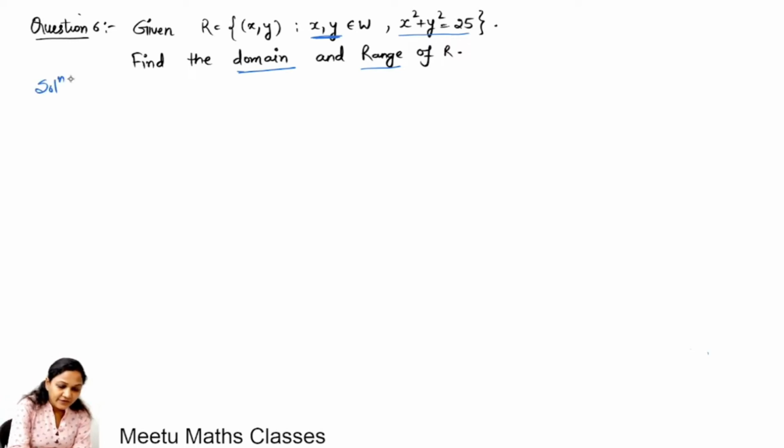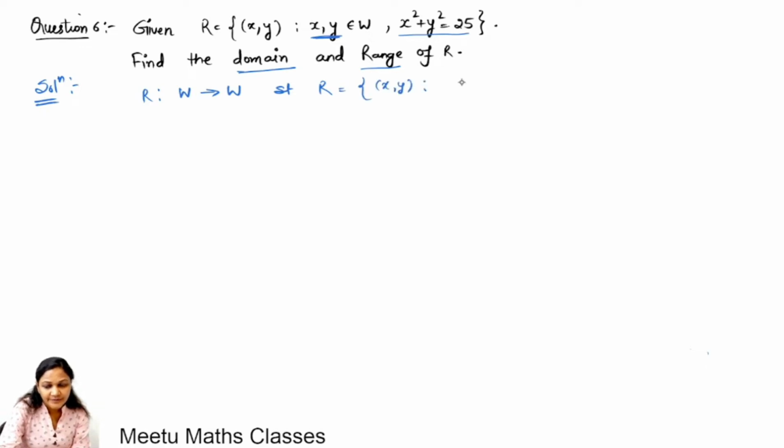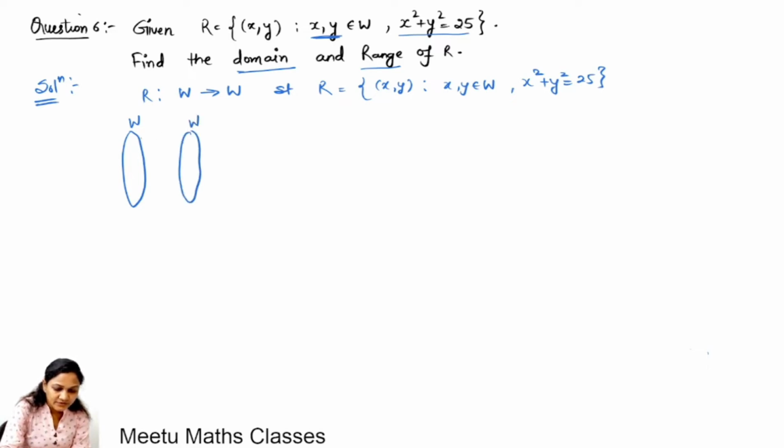So your relation R is defined from the set of whole numbers to the set of whole numbers such that R contains those ordered pairs x and y, both must be whole numbers, satisfying this condition, x square plus y square is equal to 25. So the relation R is from the set of whole numbers to the set of whole numbers. Okay. So first of all, take x as 0.